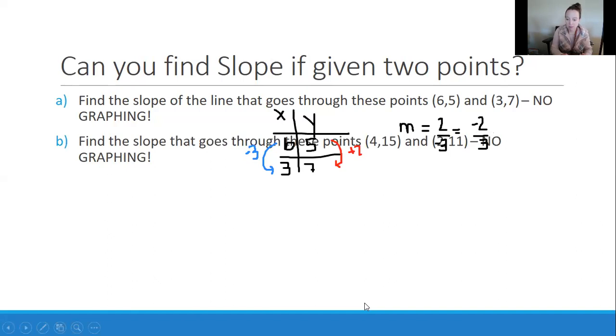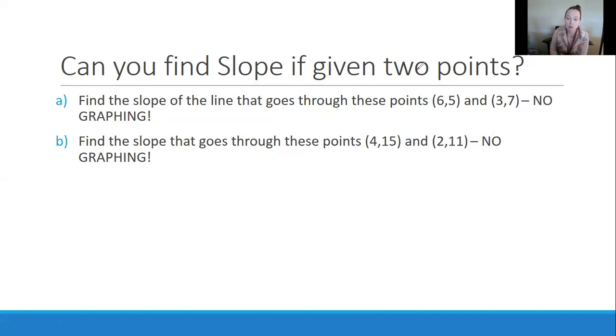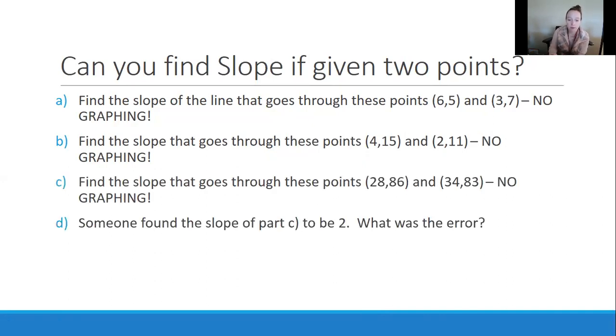Let me get that out of your way. Okay. So put your points in a table and see if you can find the change in y over the change in x for part B, part C, and part D. Okay. Now, part D is not asking you to find the slope. It just says they found the slope to be 2. What was their error? See if you can find out what they did wrong.